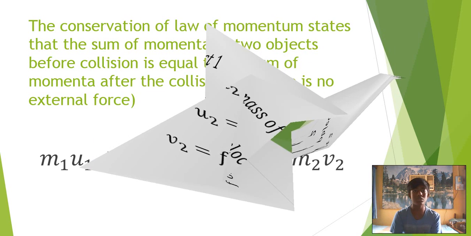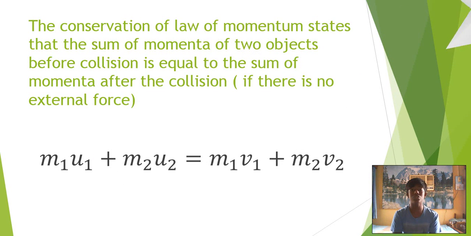Now let's see what the law of conservation of momentum states. Okay, it states that the sum of momentum before collision of the balls is equal to the sum of momentum after the collision of the balls if there is no external force. You have seen the picture that two balls are there. There are three different stages: before collision, during collision, and after collision.